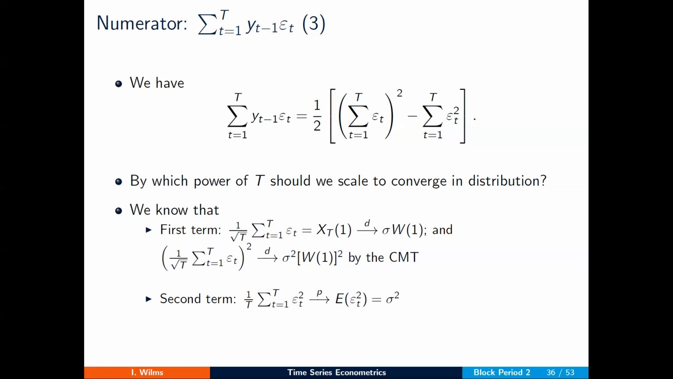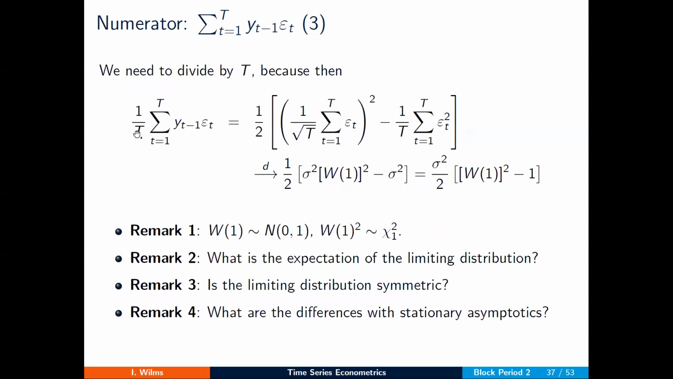Now, by the continuous mapping theorem, we know that if we simply square this guy to the left, then the convergence in distribution is maintained if we also square the guy at the right-hand side over here. So putting all of these pieces together, we need that the numerator needs to be divided by T. So we need to have a factor 1 over T, because then we have the convergence results, which we can make use of from the previous slide. And I just copied them over here.